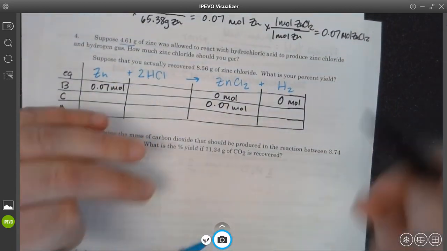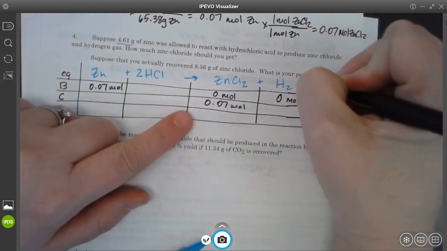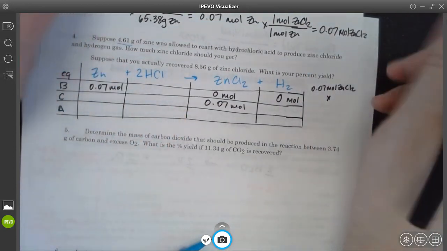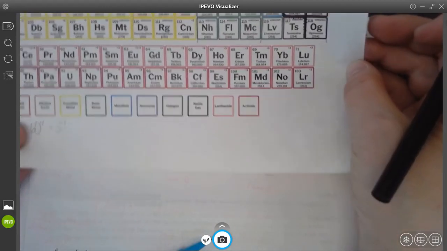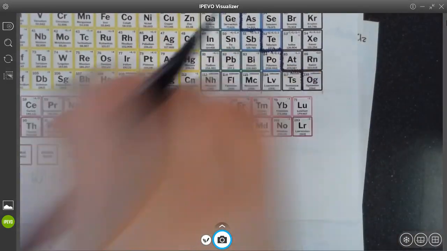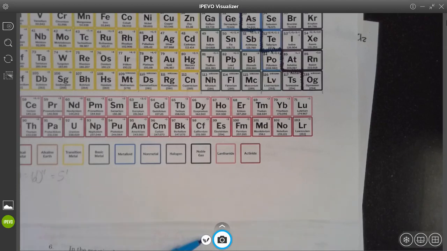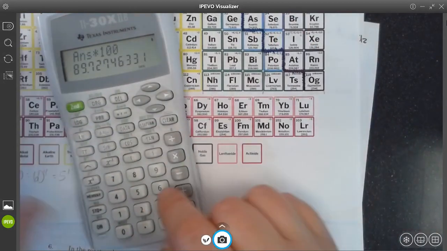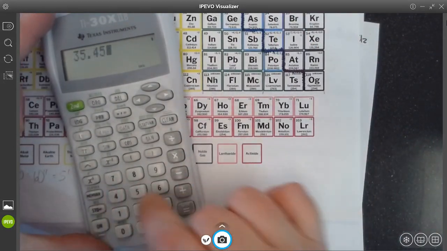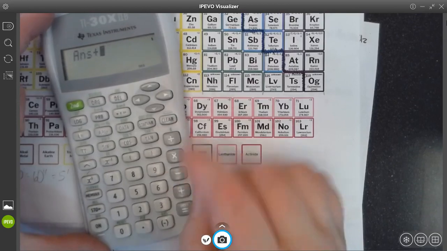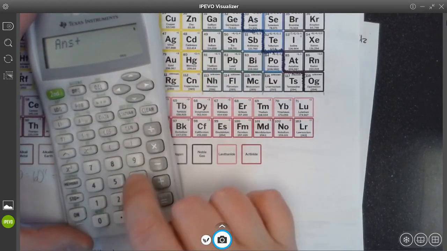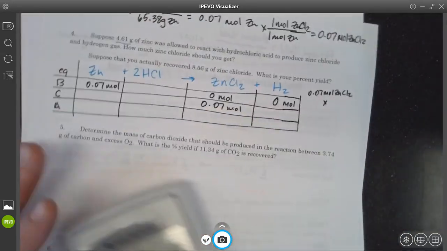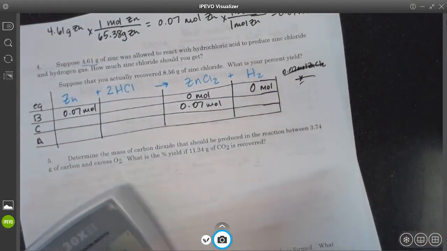You tracking? So if I've got 0.07 moles of zinc chloride, I need to figure out what my molecular mass is. And so I think it's 138 something. So what I have to do is use 2 chlorine atoms. So I would do 35.453 times 2 and add to that 1 mole of zinc atoms. And I got 136.286. Oh no, I don't like this being here. I'll do it over here.